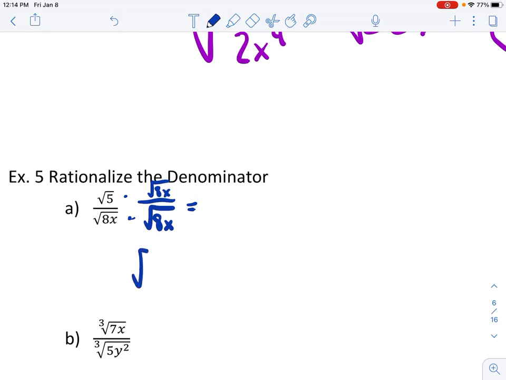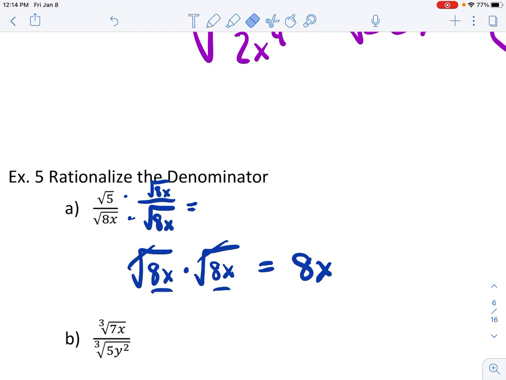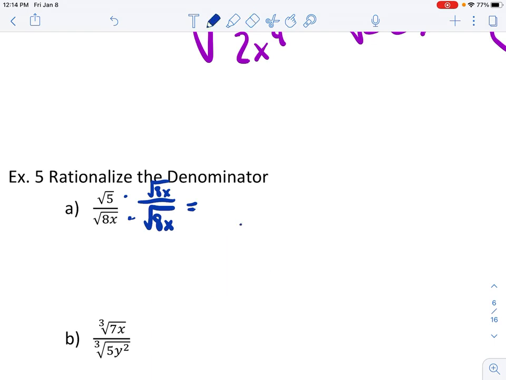So now, since the indexes match, we can actually say that the square root of 8x times the square root of 8x is actually just equal to 8x. These guys get rid of each other, you're left with just what's inside. So 8x is in our denominator now. And then because the indexes match in the numerator, you can just multiply 5 times 8x and get 40x, all within the square root.